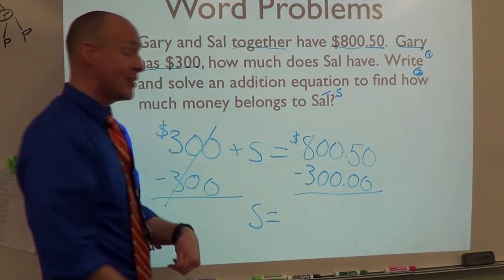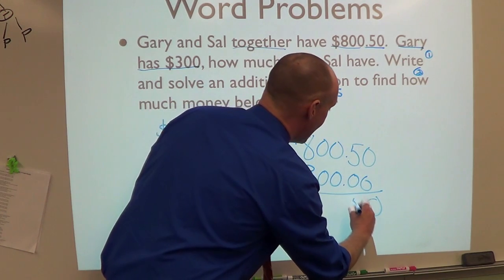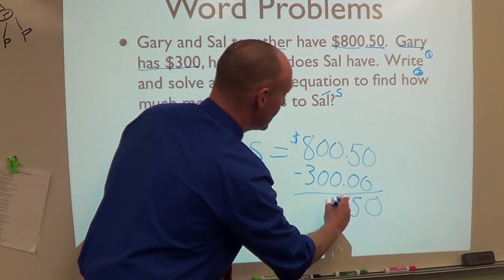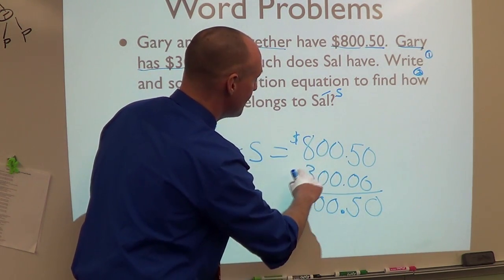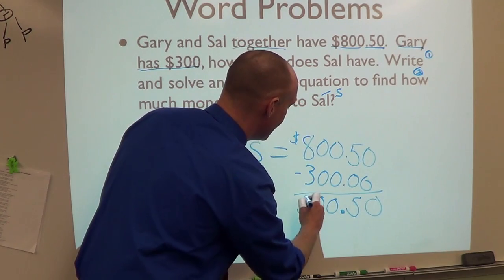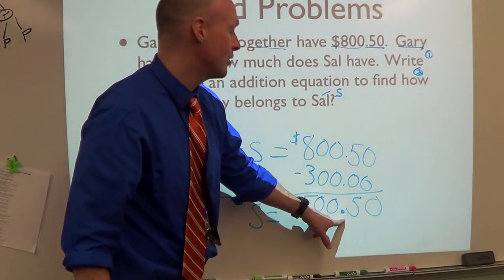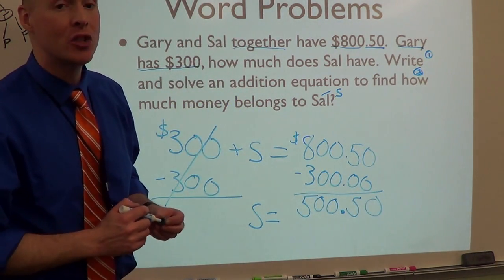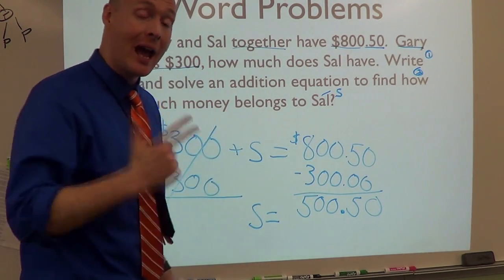Let's do some subtraction. 0 minus 0 is 0. 5 minus 0 is 5. Bring down the decimal point. 0 minus 0 is 0. 0 minus 0 is 0. 8 minus 3 is 5. Therefore, S equals $500.50.